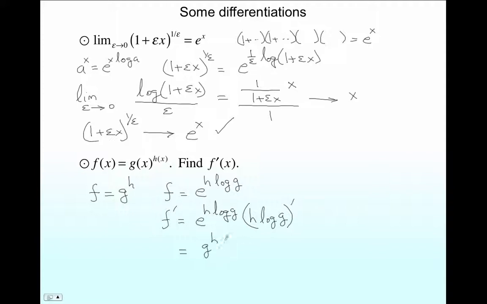And then we need to differentiate this. This is h prime log g. And then we don't do anything to h. We differentiate log of g. If you differentiate log of g, first of all, you get 1 over g. And then you've got to differentiate the argument by the chain rule. So that's g prime. And that is the final answer.